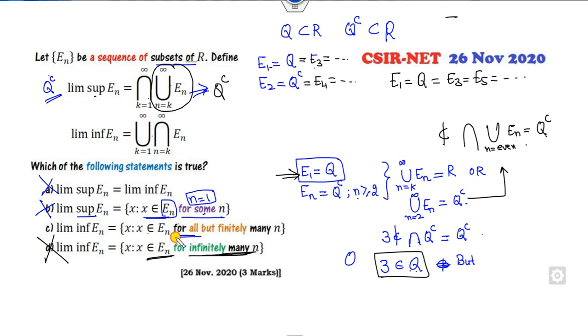X belongs to En for all but finitely many n, and this is the only option left, so that's why the right answer is C. So this is the way we can solve all these limit infimum and supremum questions.